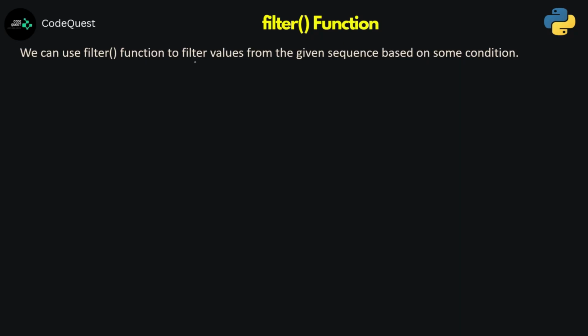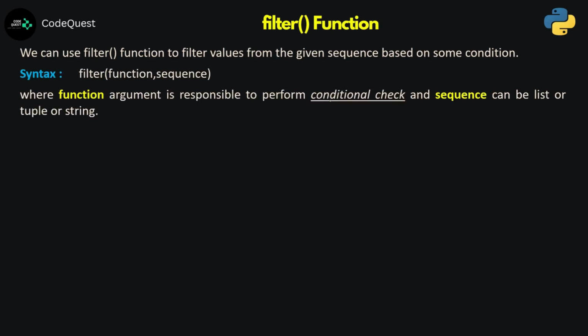The filter function is basically required whenever you want to filter some values from a given sequence. A sequence can be your list, tuple, and maybe set. So from a given sequence, if I want to filter out certain values based on some condition, then I can take the help of this filter function.